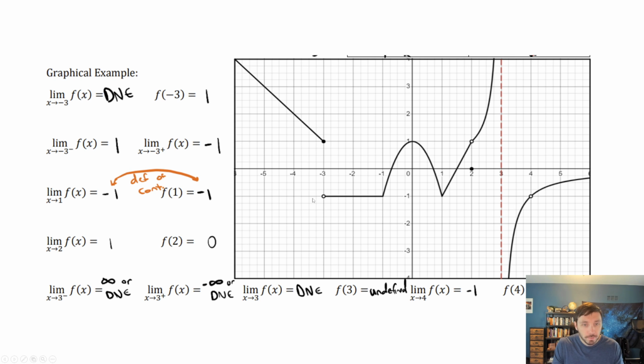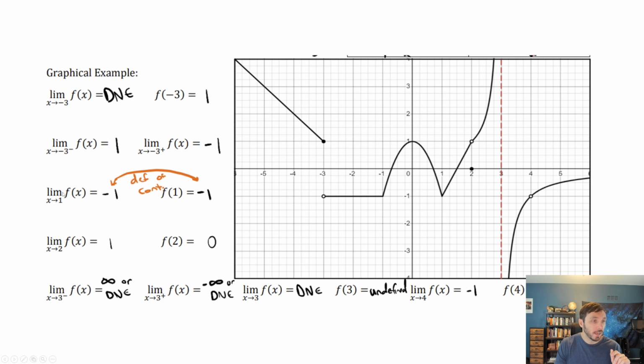If we come in at -3, we got a jump discontinuity. That's no good. Does not exist. However, if we compute f of -3, that's just 1. Filled in circle there. If we're coming in towards -3 on the left side, that's also 1. But coming in from the right, positive side, that is -1.